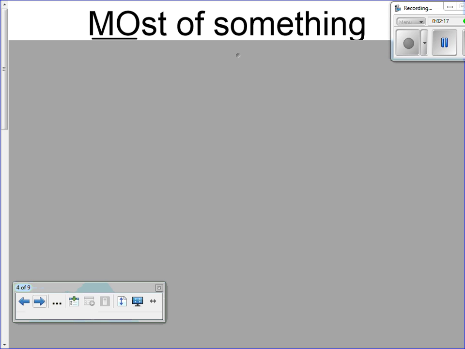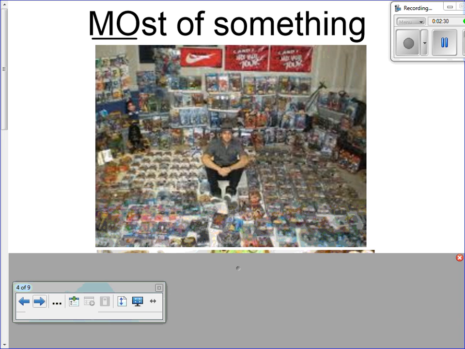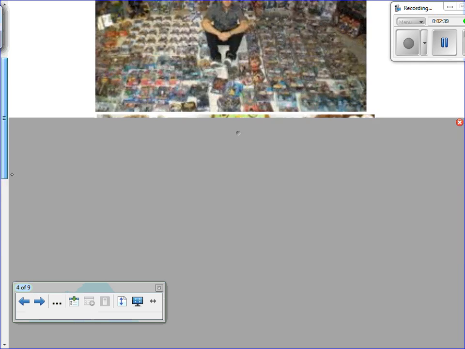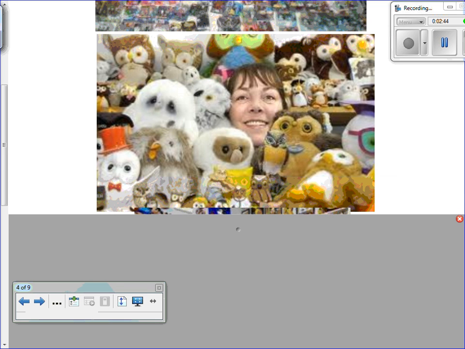Here's one that kids kind of get mixed up. We have the word most. I have mo underlined. I want you to think of the word most. It's coming from the word mode. It's the most of something. This guy right here has a ton of action figures. I don't know how long he's been collecting them. And it even looks like they're all in the box, so I bet he spends hours on eBay or Amazon, whatever he sells those on. Maybe he's keeping them for a while. This lady obviously has way too many stuffed animals, but she has the most stuffed animals I've ever seen, so it's helping me with the word most, or mode is the word you're looking for.